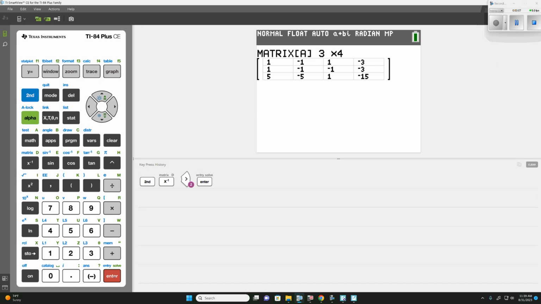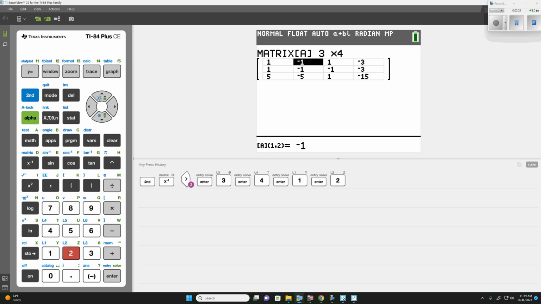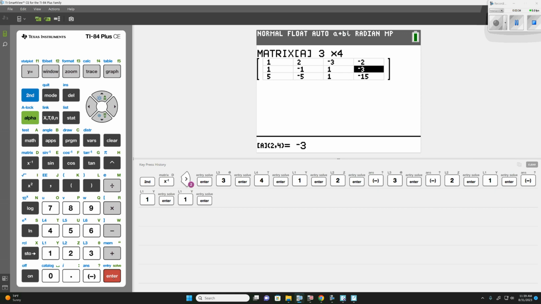And we're going to put in that augmented matrix that we just had. So it is a 3 by 4. And now we're going to put the numbers in exactly as we had them. So the first row was 1, 2, -3, -2. Then we move down to the next row and type it in. So 1, -1, 1, -1. And lastly, 3, 4, -4, 4.